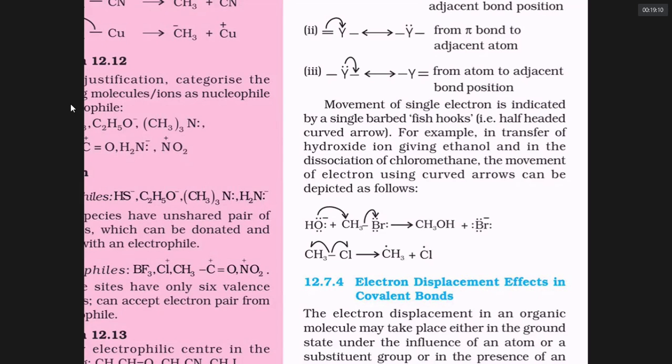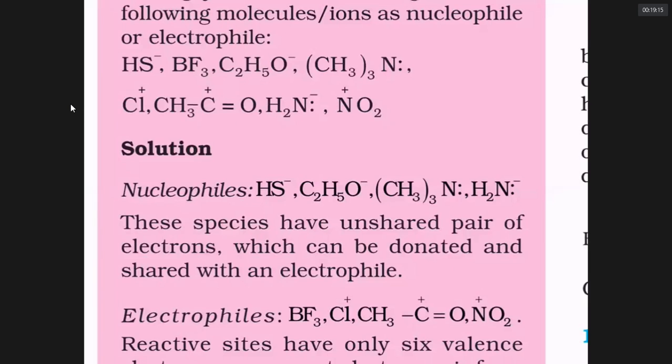Example, SO2. It is not there in the book I gave you. What is SO2? In SO2, sulfur has a lone pair, so it is a nucleophile. Sulfur also has empty d orbitals, so it can take an electron pair. It is also an electrophile.